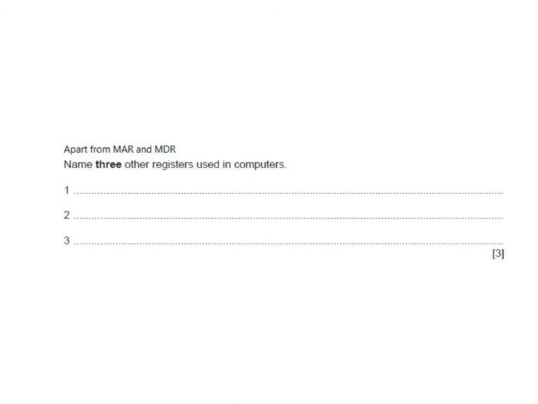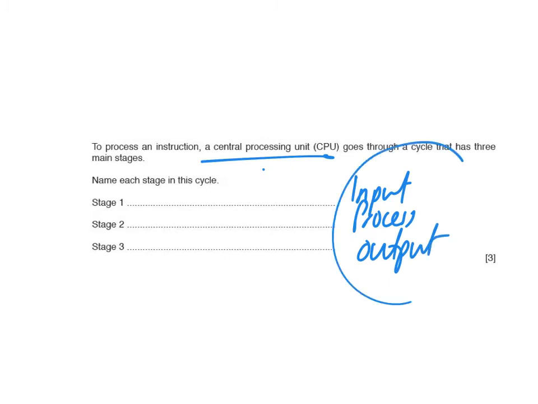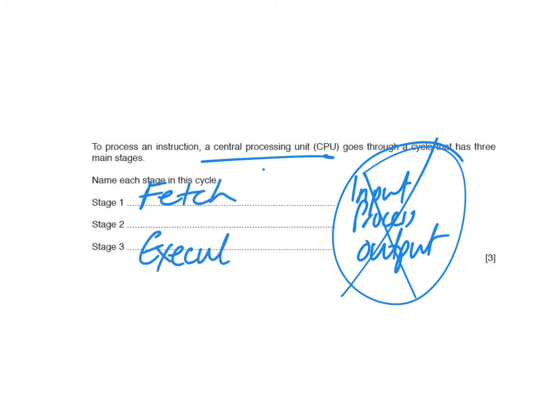Three registers used in computers, already covered. Okay, here's a good one, different from the ones we looked at. And I think I've actually already answered this, to be perfectly honest. So the CPU goes through a cycle that's got 3 main stages. Some people write input, process, output. Now, I like your thinking for that, but that's incorrect. That's to do with how we plan the basics of our algorithms for coding. So we're going to fetch, which was already covered, and we know it's execute. But some people always forget that we need to decode that instruction.